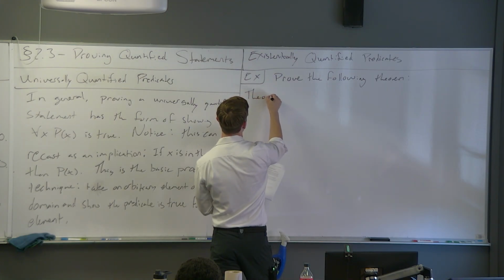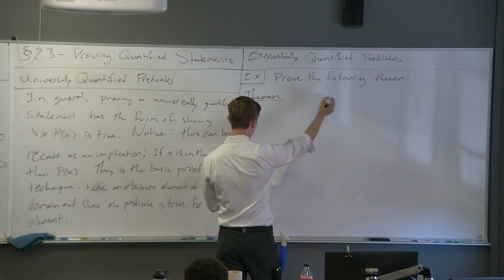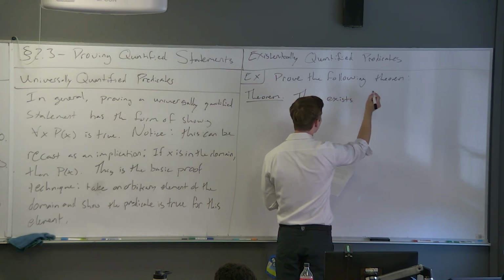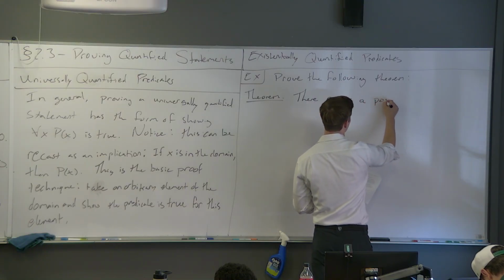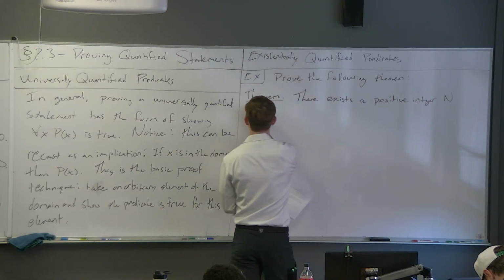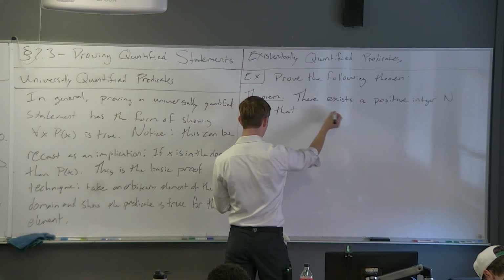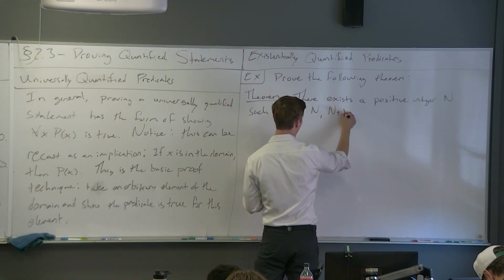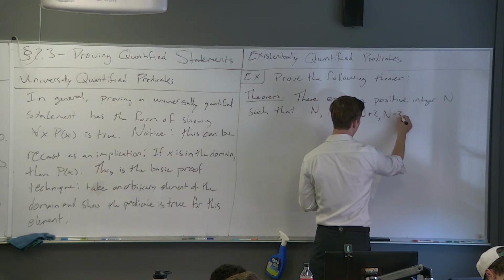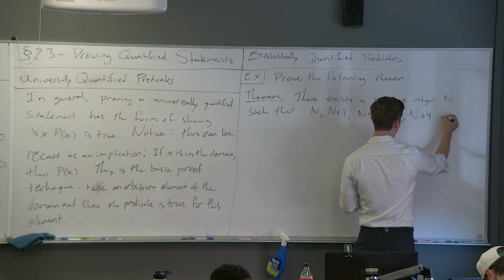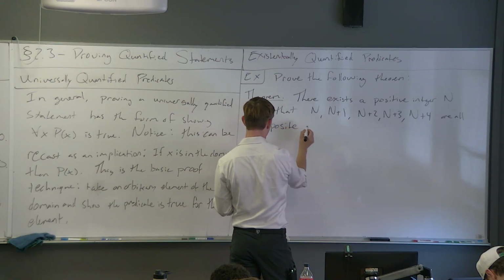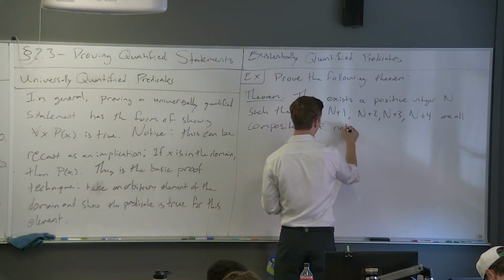So let's prove the following theorem. The theorem is there exists, or there is, a positive integer n such that n plus 1, n plus 2, n plus 3, and n plus 4 are all composite, i.e. not prime.